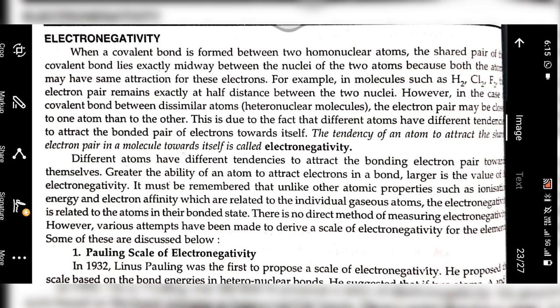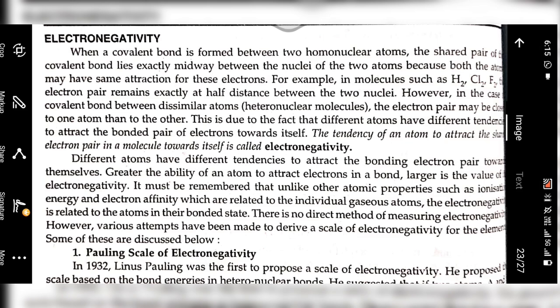The tendency of an atom to attract the shared electron pair in a molecule towards itself is known as electronegativity. Different atoms have different tendency to attract the bonding electron pair towards themselves. The greater the ability of an atom to attract electrons in a bond, the larger is the value of its electronegativity.